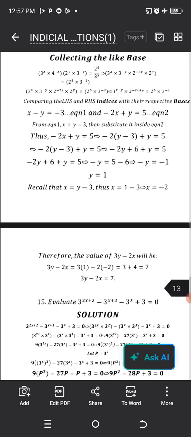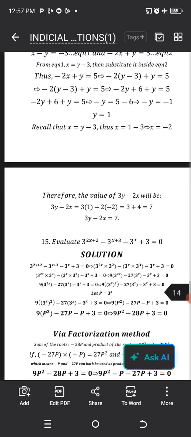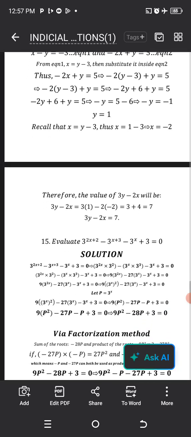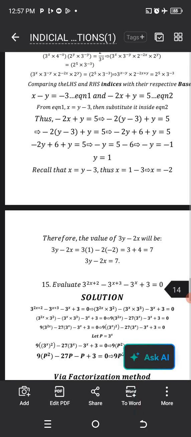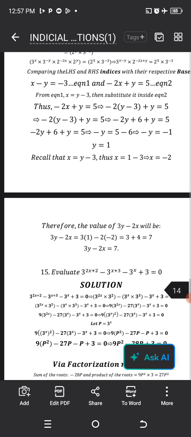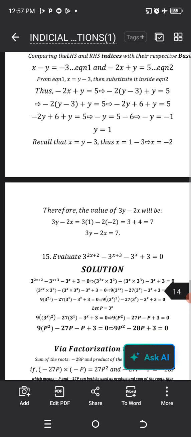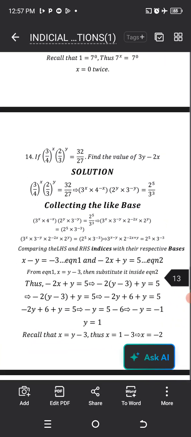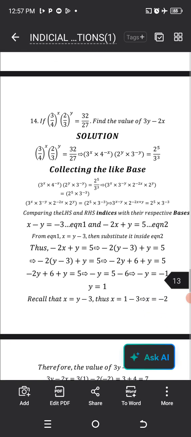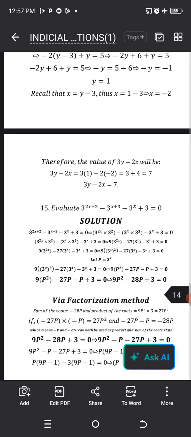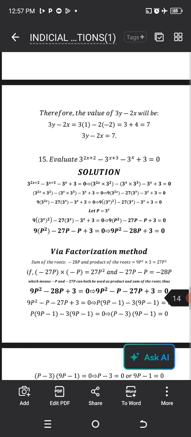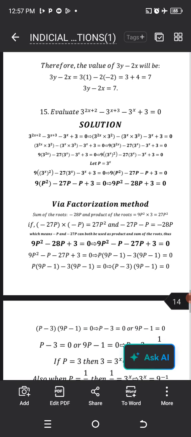So your x is... the value for 3y minus 2x will be what? Will be 7, because our y is 1 and our x is minus 2. So that is 3 times 1, and minus 2 times minus 2 is plus 4. So that's why we have 7. Because you have to find the value of 3y minus 2x. They can ask in any format. Just have the basic understanding, and I pray God gives you the wisdom to be able to tackle and interpret questions, and to solve them. That is the most important thing.